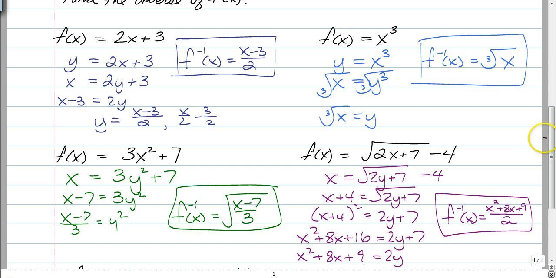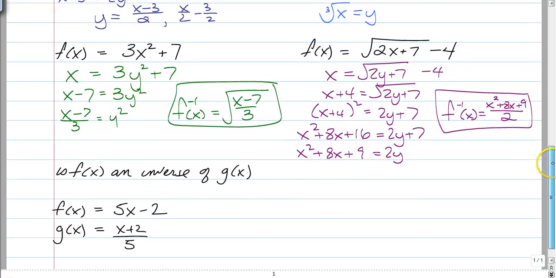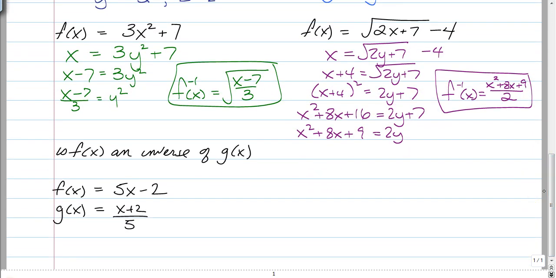So that's it. So one other thing to do is, this is a question where it just says, is f of x an inverse of g of x? So what you want to do is find the inverse of g of x and see if you get f of x, and if so, then the answer is yes. If not, then the answer is no. So it's asking, is f of x an inverse of g of x? So what you do is you find g of x, so y is equal to x plus 2 over 5.